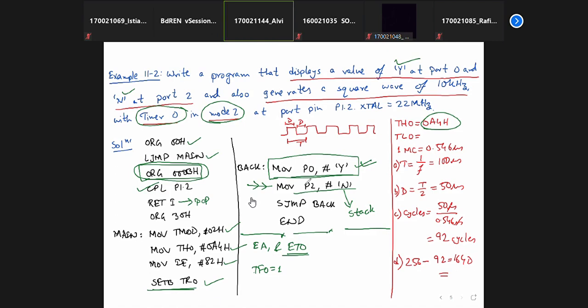Sir, complement port 1.2, sir. Complement port 1.2, huh? Sir, what is the meaning of this line, what does it do? Acha, acha. So this is the output from P1.2. This is the output that you are supposed to expect.